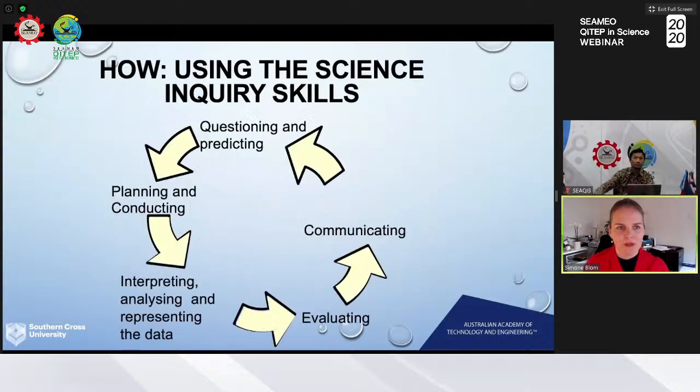And the model that we use is using the science inquiry skills. These are outlined in the Australian curriculum. These are specific skills that students must engage with in their learning. And you can see there, science is presented as a cycle. So even though students will undergo an investigation and do some hands-on learning, and it might end with a communication and some form of representation, they might submit a project or do a presentation.